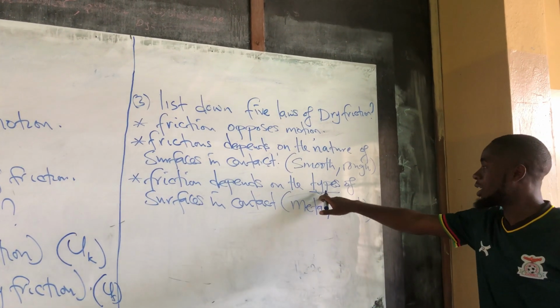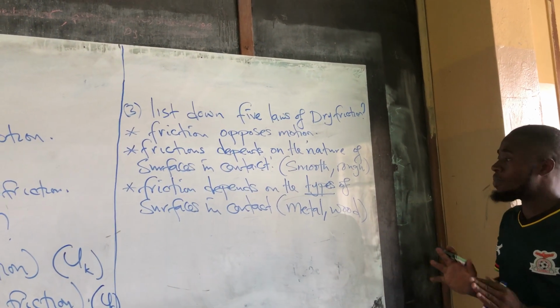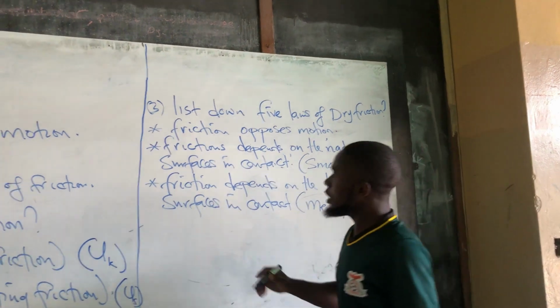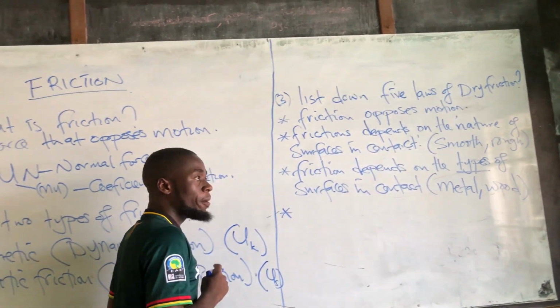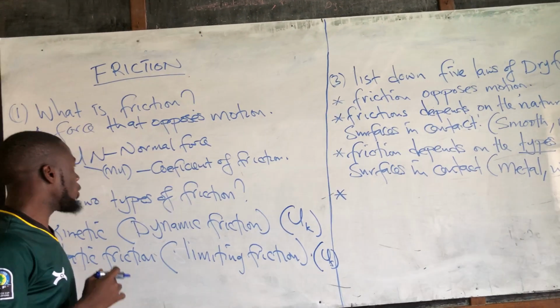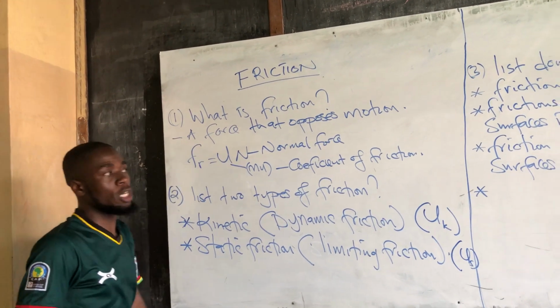But on the types, we're talking about, is it metal? Is it wood? Is it plastic? What type of material is that? Okay? Let's go to number 4 here. Friction is directly proportional to the normal force. So you can see from the formula here, friction is directly proportional to the normal force.